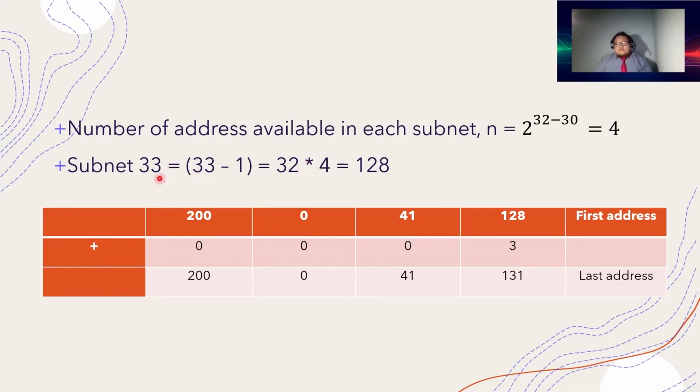Next, the continuation of this 33 minus 1, we are going to get 32 times 4 equal to 128. The 128 we are going to add into the fourth byte here, and then the first address of the inter-router is going to be 200.0.41.128, and the wildcard that we're using here is 0.0.0.3. These are retrieved from the subnet mask earlier. The last address that we get from this addition is 200.0.41.131.